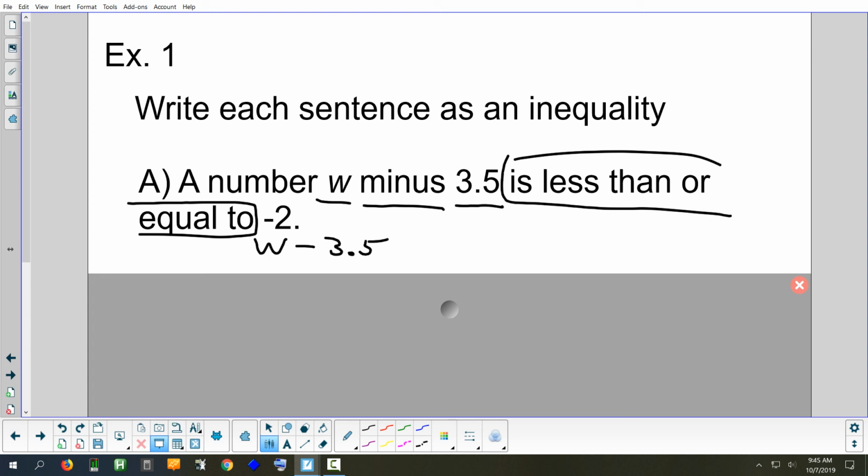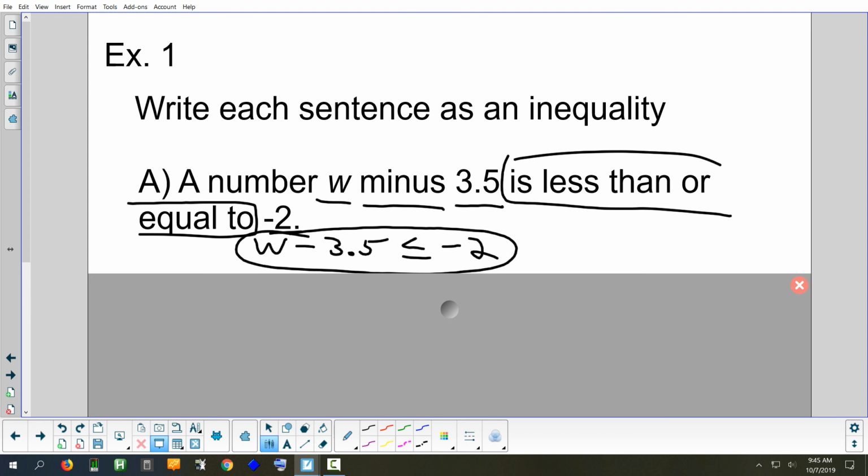So does that have the line under it or no line? Yes. It's got the line. Anytime you say the equal to, you got to put the line in. And then the last thing that's important is negative 2. Where's that going to go? On the right. Yep. It's going to go on the right. And that is your answer. It didn't actually say to figure it out.